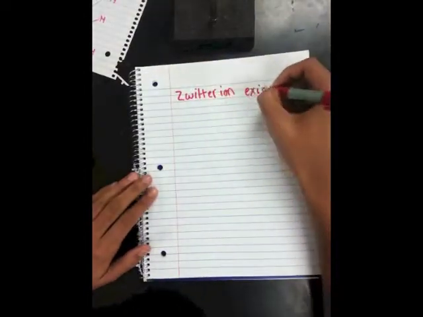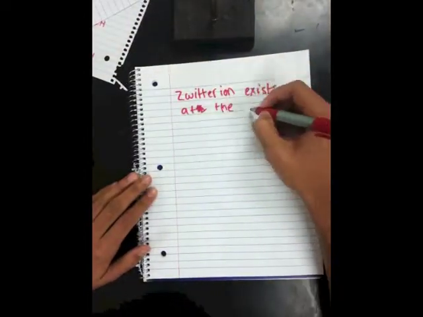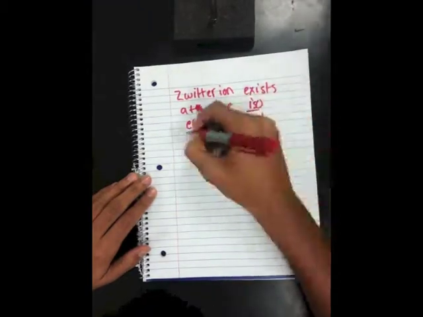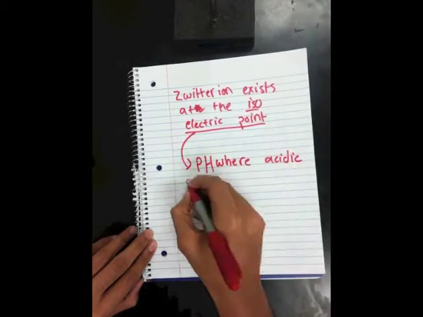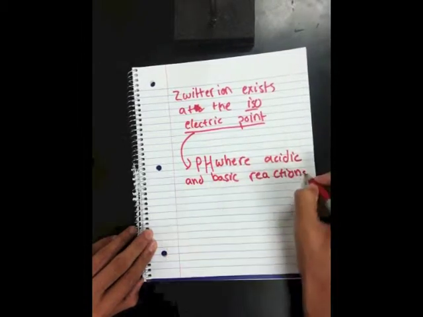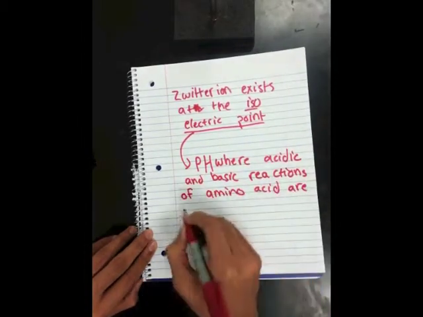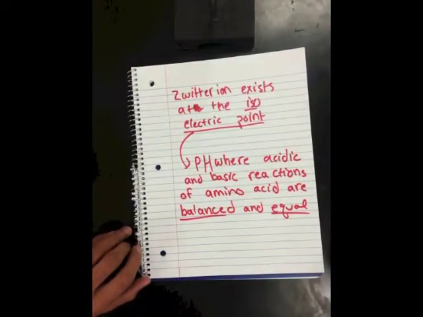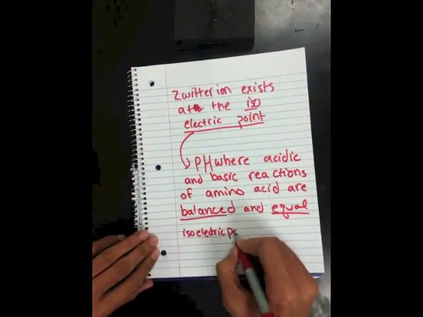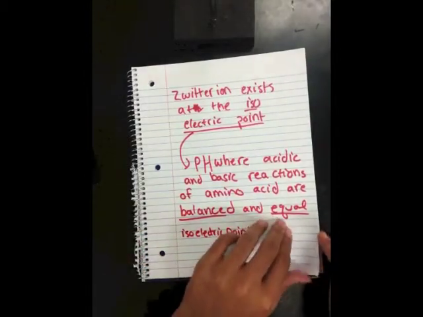So next, there's a point where Zwitterions exist, and that is the isoelectric point, which is abbreviated pI. It's the pH where the acidic and basic reactions are equal or balanced. So it's like the equilibrium in the center. That's when there are only Zwitterions.